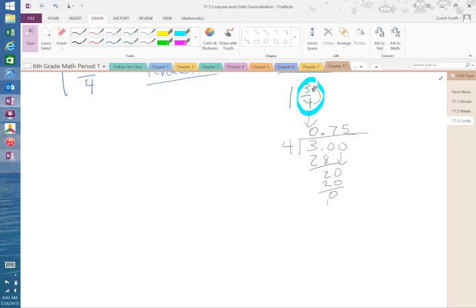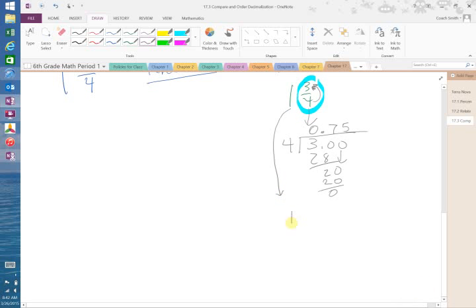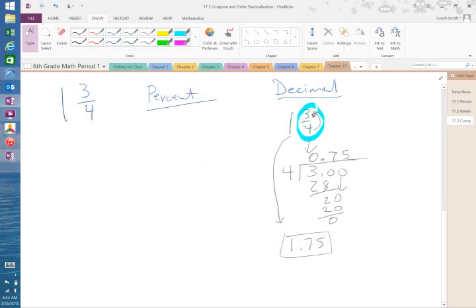So I'm not done yet. I have to bring my 1 down, and I got 1.75. That's decimal form. So now my percent, I'm going to take 1.75, change it to a percent, which means I've got to move it twice to the right. And that gives me 175%. So there's your two other ways to express 1 3/4.